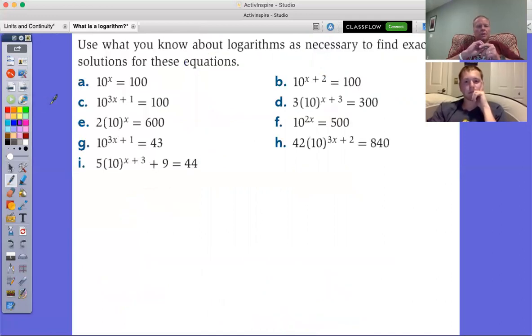So yeah, this is a review of logarithms. It's kind of going through things quite quickly, but you all can handle it. Because now, what do we do?